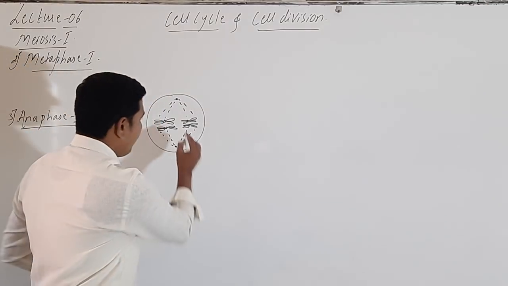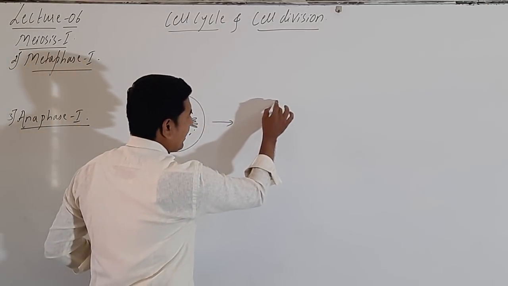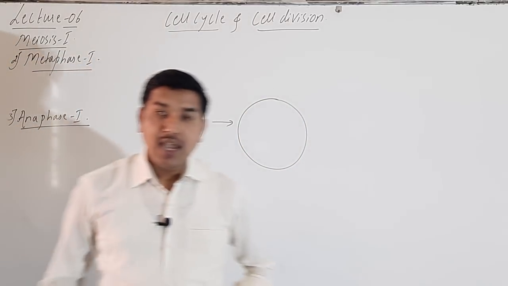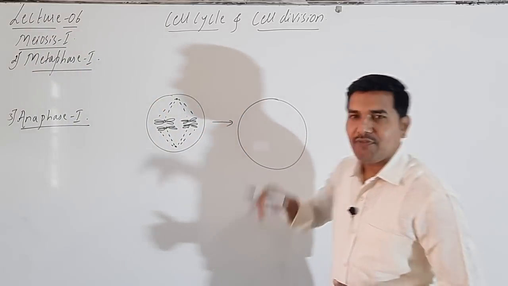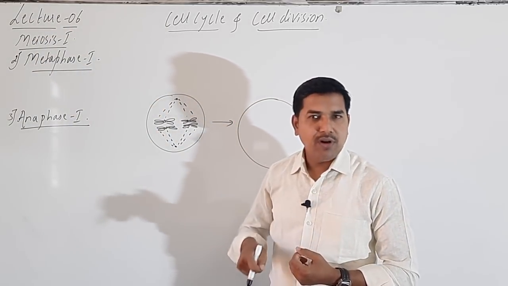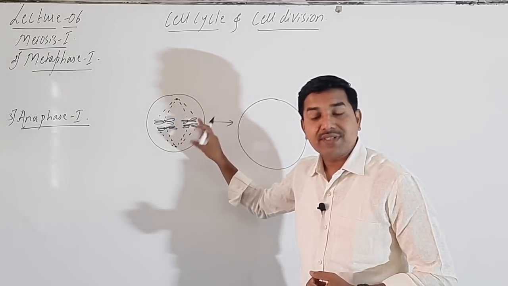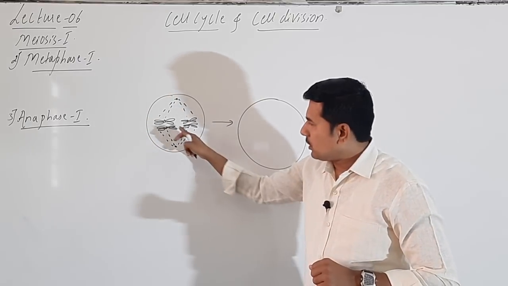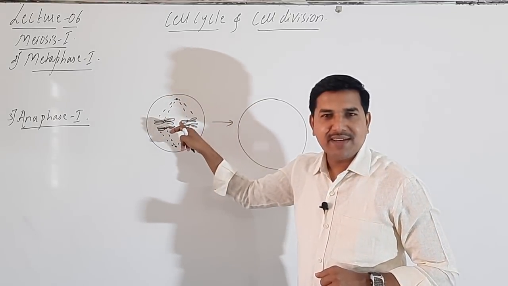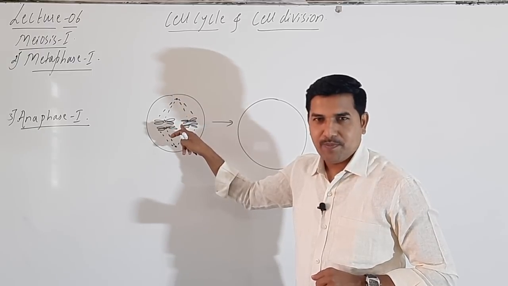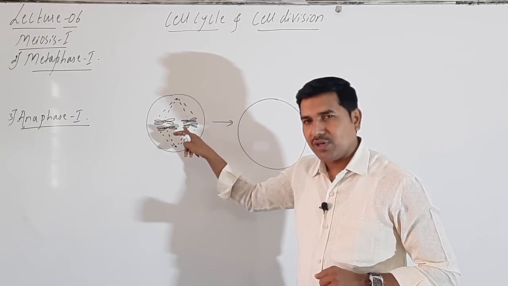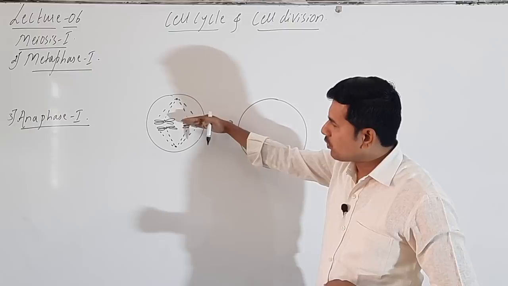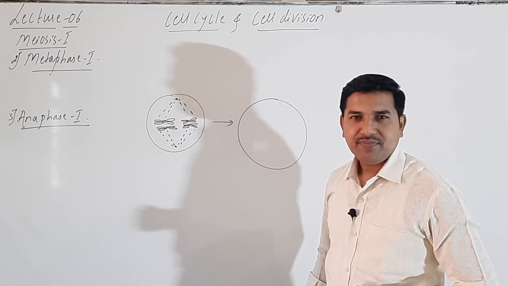Then after metaphase 1, it is followed by anaphase 1. So after the metaphase we have anaphase. What happens in the anaphase? Anaphase is a condition where the spindle fibers contract and pull the chromosomes, and the chromosomes start moving towards opposite poles. But the thing here is the total number of chromosomes arranged here is 23 pairs, that is 46. Out of these, half of the chromosomes will move towards one pole, half towards the other pole.